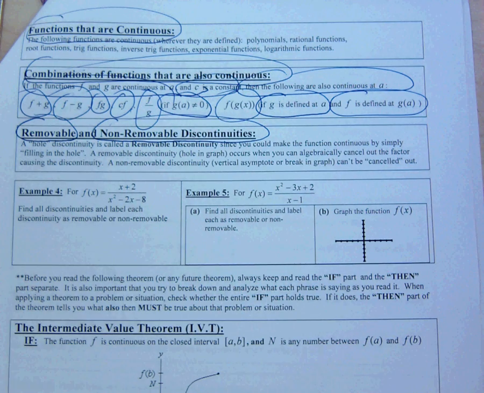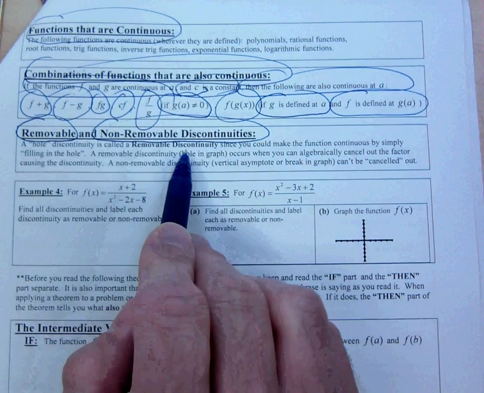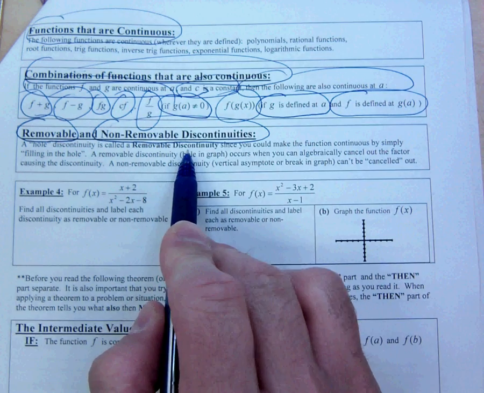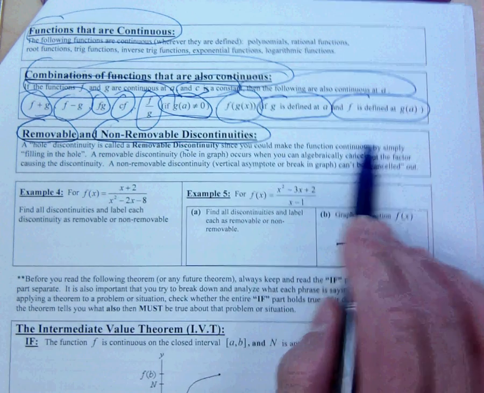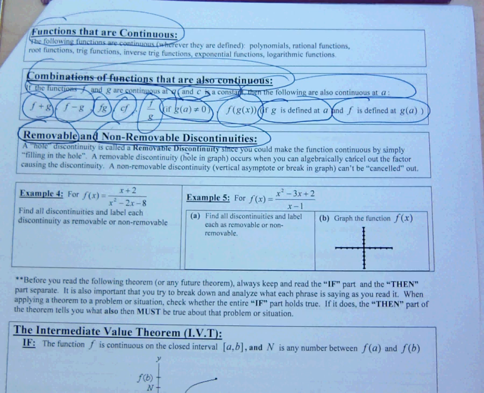A hole discontinuity is called a removable discontinuity, so you can make that function continuous by simply filling in the hole. That's the easiest way to think about a removable discontinuity. If you can just fill in the hole to make it continuous, that would be categorized as a removable discontinuity, because you can fix it with one point. Does that make sense? That's the easy way to remember that.